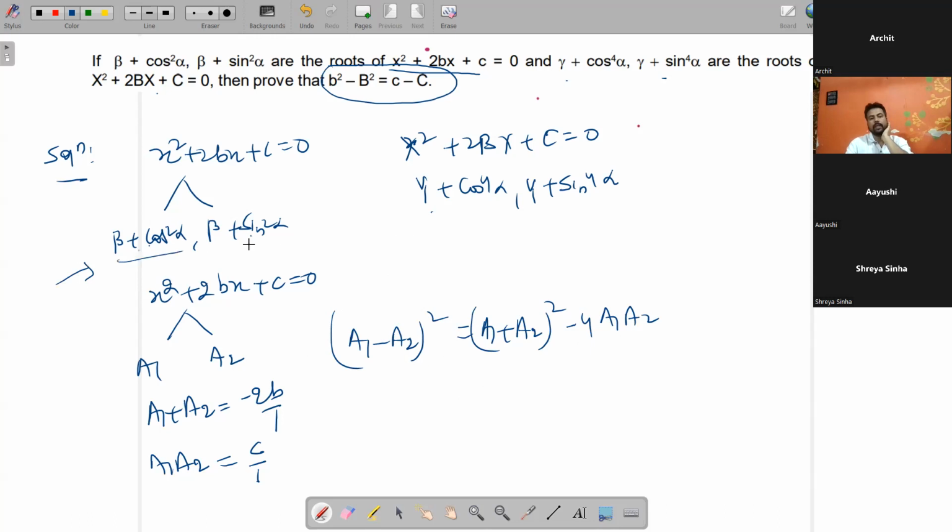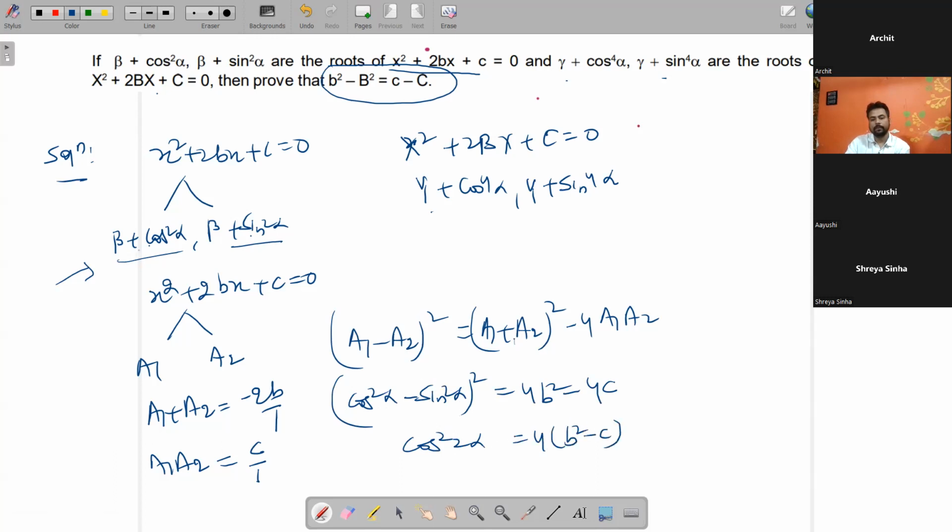See, a1 is this and a2 is this. Put them here, and beta will cancel. Now it will be cos square alpha minus sin square alpha whole square. And the sum of the roots is minus 2b by 1, that is whole square, so 4b square minus 4 small c. Cos square theta minus sin square theta is cos 2 theta, so this is cos 2 alpha. So cos square 2 alpha is 4b square minus 4c. This is your first observation.